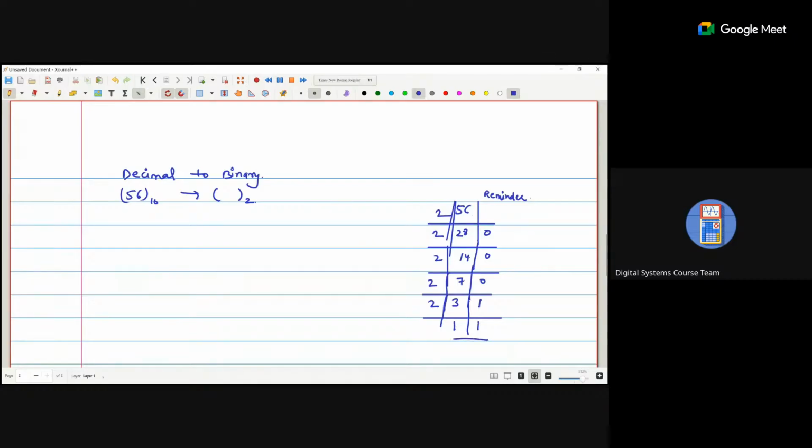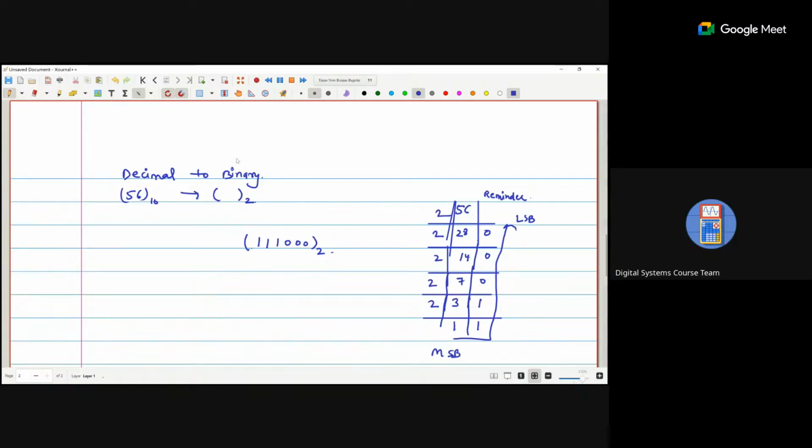Now we write the remainders from MSB to LSB. This is your MSB part and this is your LSB part. So the answer is 111000 base 2.